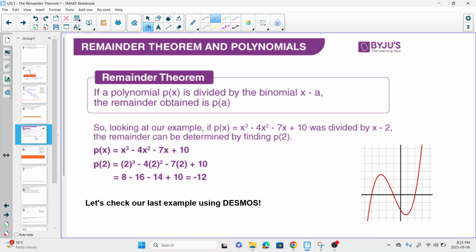Okay, so for example here we have p at x is equal to x cubed minus 4x squared minus 7x plus 10. If we were dividing by x minus 2, what would the remainder be? We could find that remainder by subbing in that positive 2 into this function, which is what has happened here. We get a remainder of negative 12. That also means that this function has a y value, or a function value, of negative 12 at this value here. And it also happens to be the remainder if we divide them.